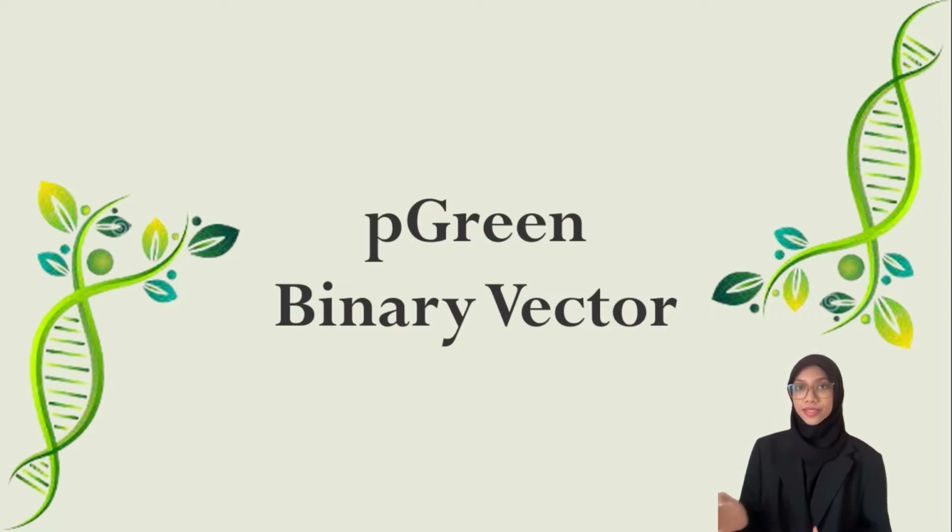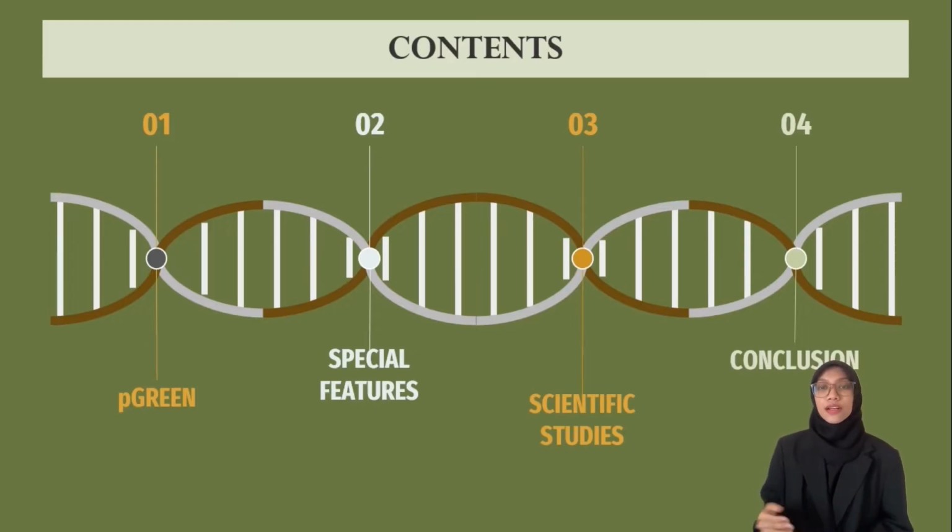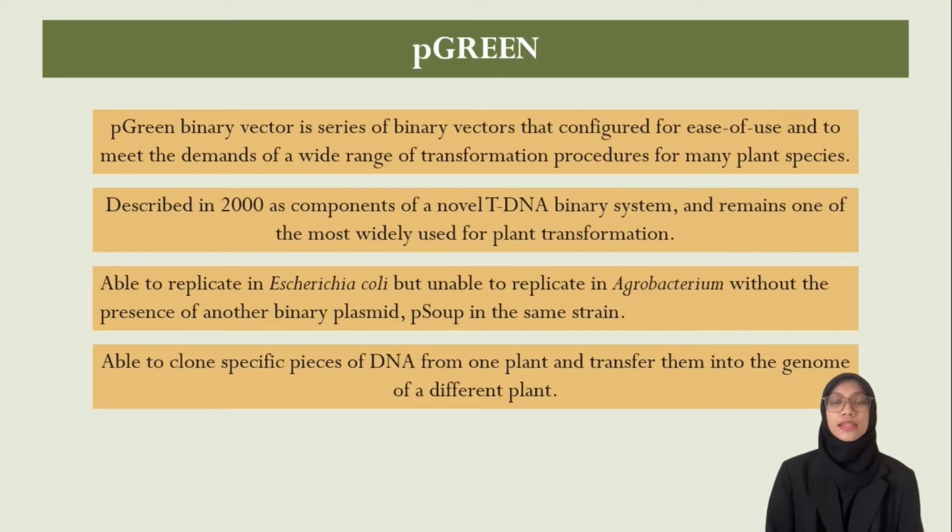pGreen binary vector. So, this is the content of what I will be presenting today, which includes 4 parts as shown here. pGreen binary vector is a series of binary vectors that are configured for ease of use and to meet the demands of a wide range of transformation procedures for many plant species. It was first described in 2000 as a component of a novel T-DNA binary system and remains one of the most widely used for plant transformation until now.